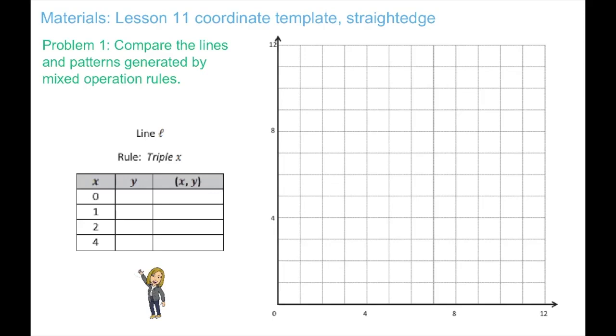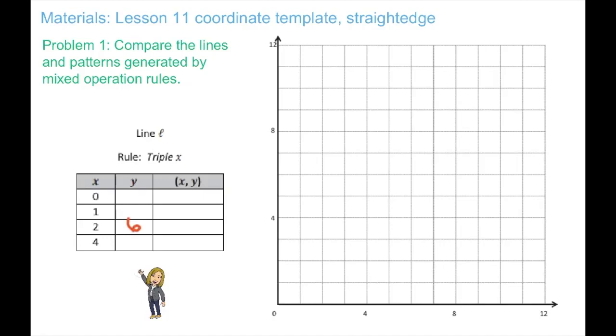Let's start with problem 1. We're going to compare the lines and patterns generated by mixed operation rules. Let's start with line L. What is the rule for line L? Right, we're going to triple x. So, what would be the y-coordinate if x is 2? Good. Y would be 6, because if I triple 2, I get 6.